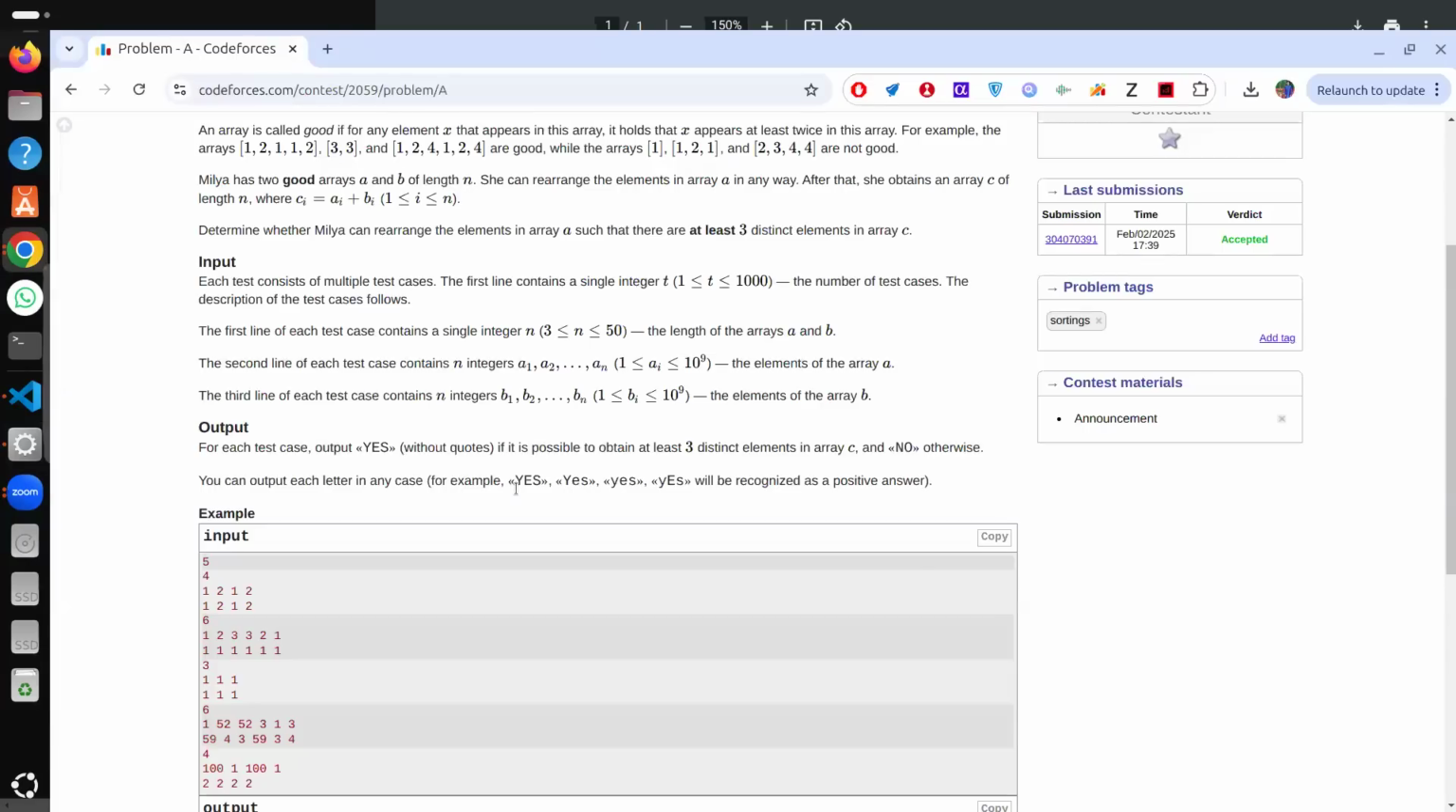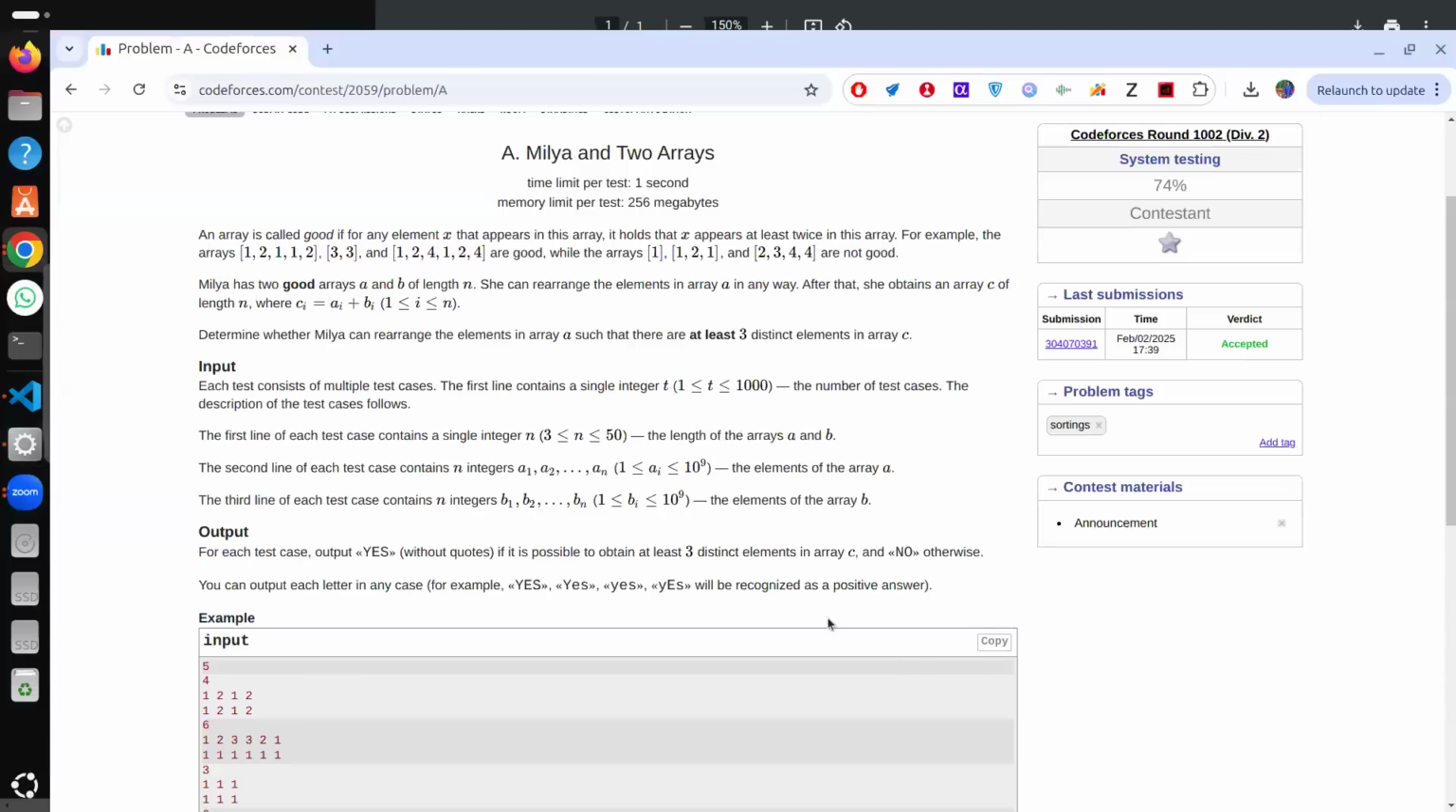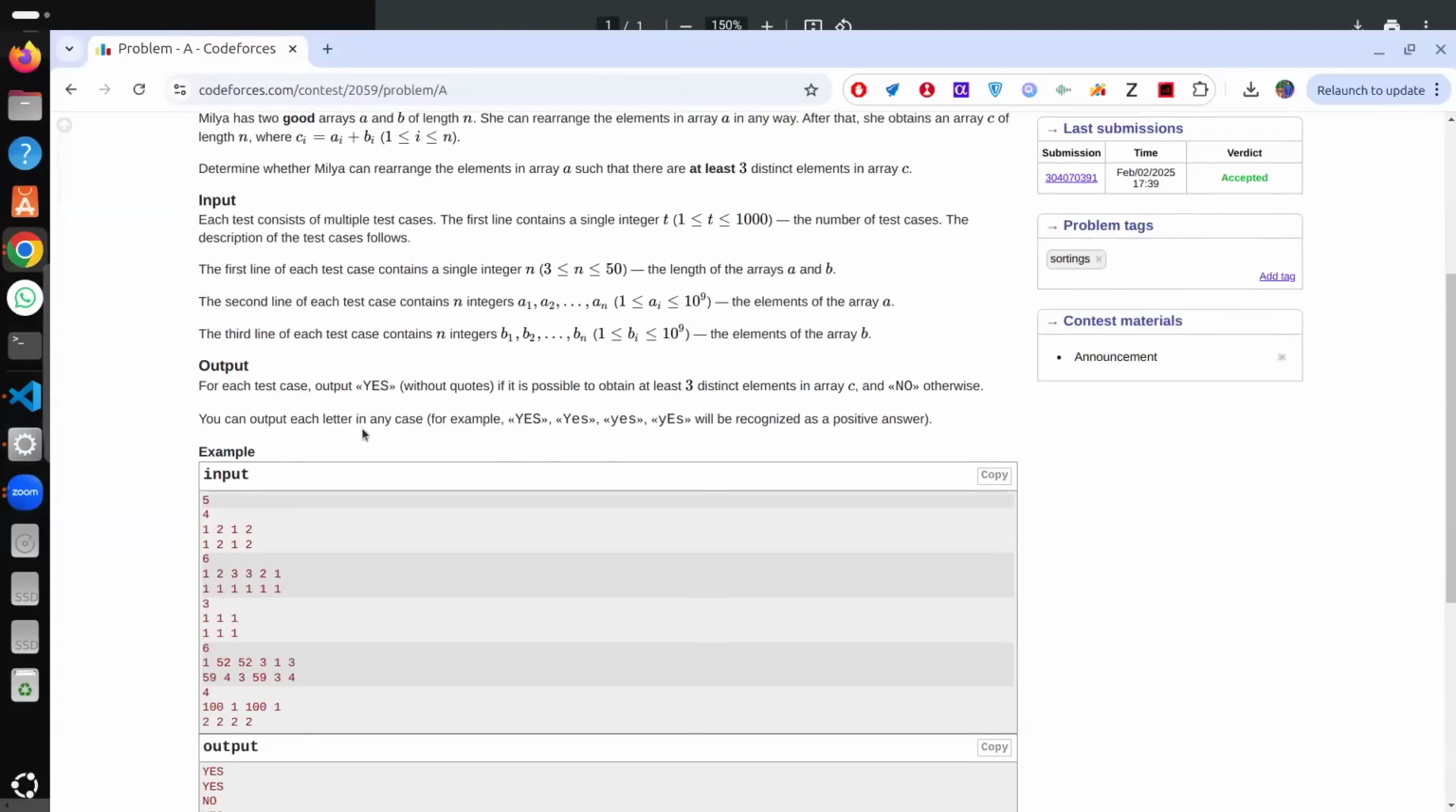Let's look at the samples. We want to print whether it is possible to rearrange A in such a way that C contains at least three distinct elements. So it can't be that C has all the same elements because then it would have only one distinct element. And it cannot be that C has only two distinct elements. So it has to have at least three elements.